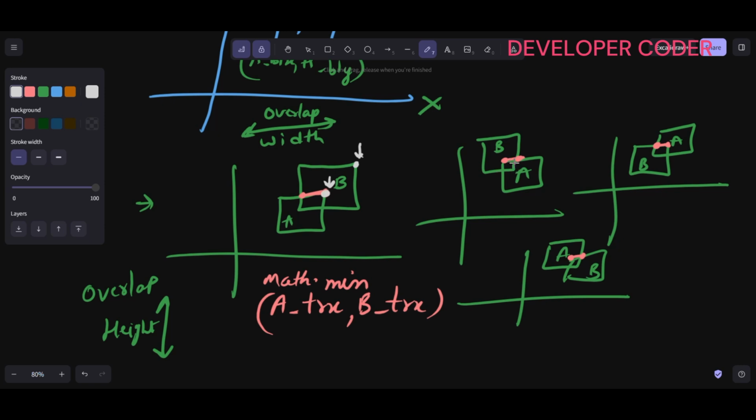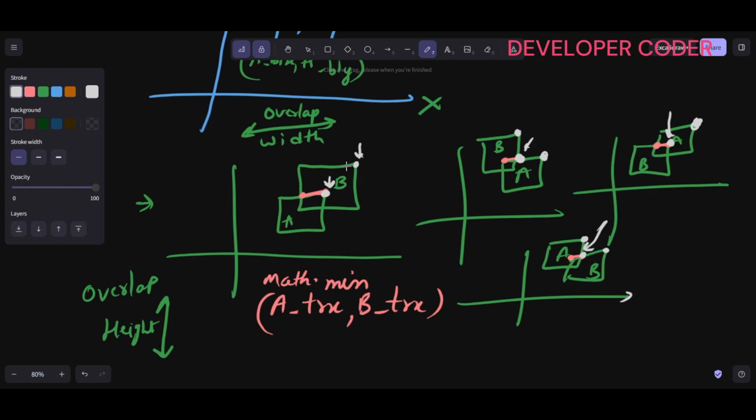Same way here, minimum of A top right x. So this is A top right x, and here B top right x is this. So among them, I am picking the minimum. So minimum means this point. Here, A top right x is this, and B top right x is this. So that simply means this point. Clear? Same way here in this shape, A top right x is this, and B top right x is this. So that simply means I am picking this top right x coordinate, right? So I am picking this one.